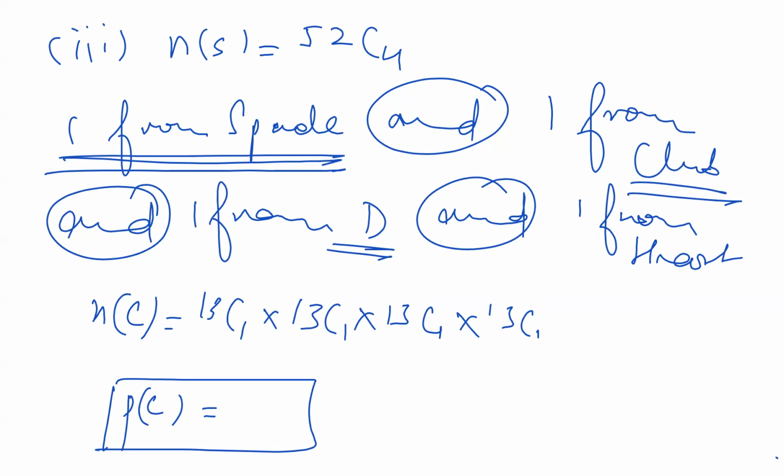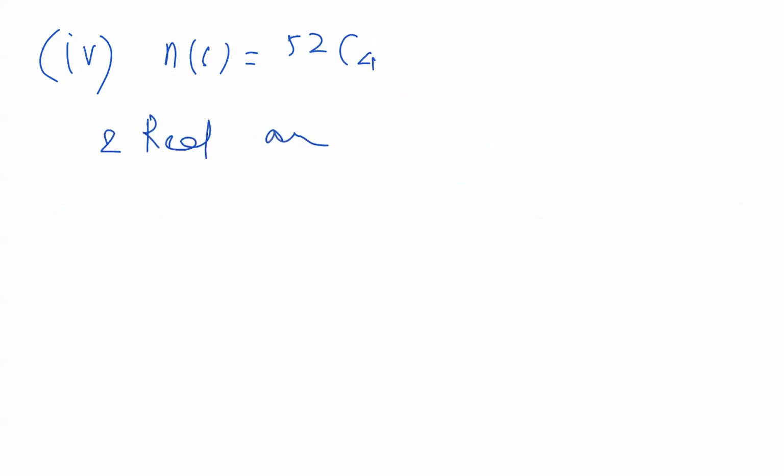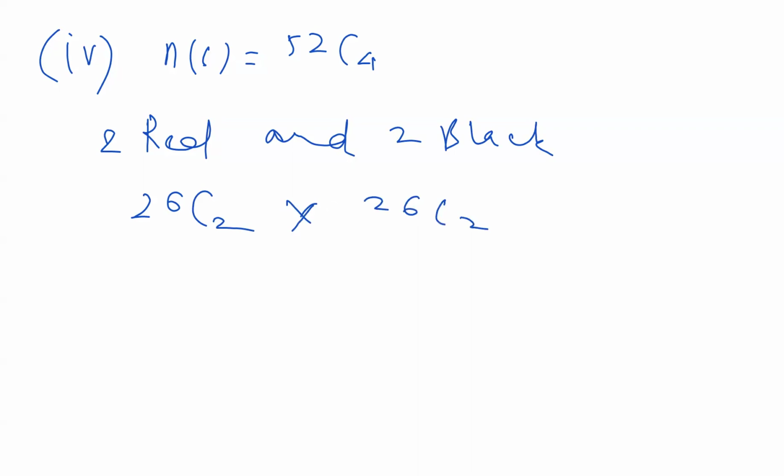Fourth sub question I mean. So N of S is equal to 52c4. There are two red cards and two black cards. So two red and two black. Two red can be selected in 26c2 ways, and it is multiplication. Two black can be selected in 26c2 ways. So let this be N of D. Okay, so P of D is equal to N of D upon N of S.